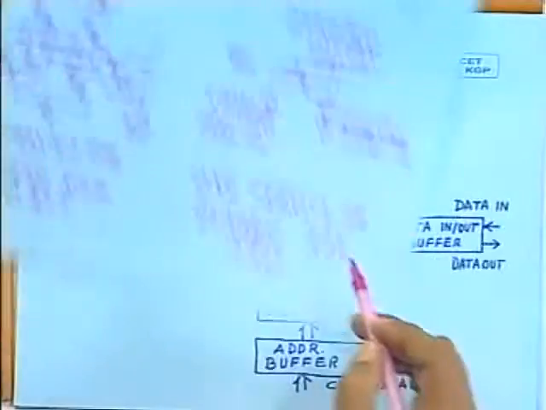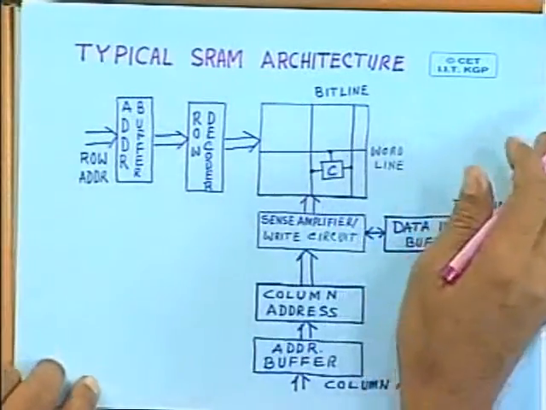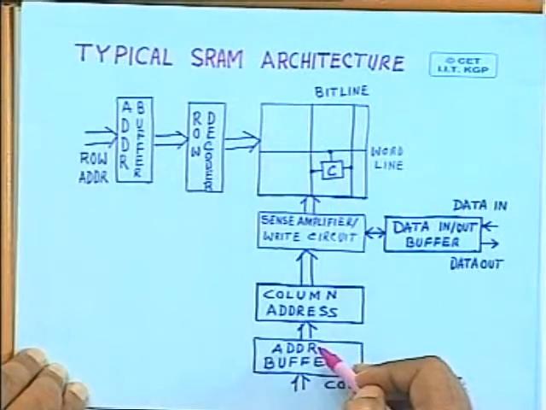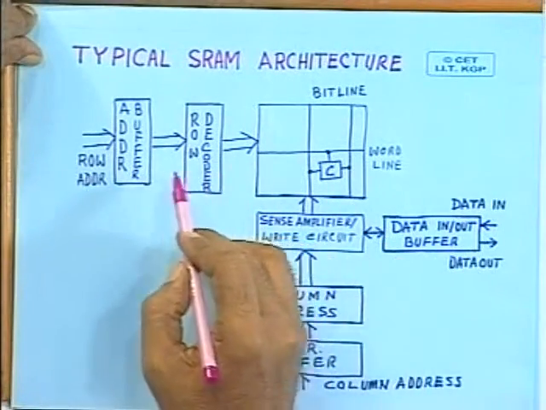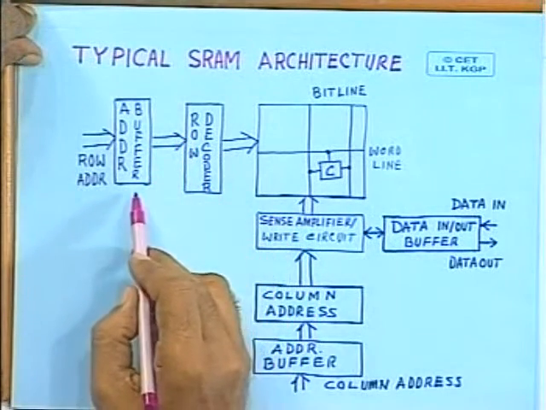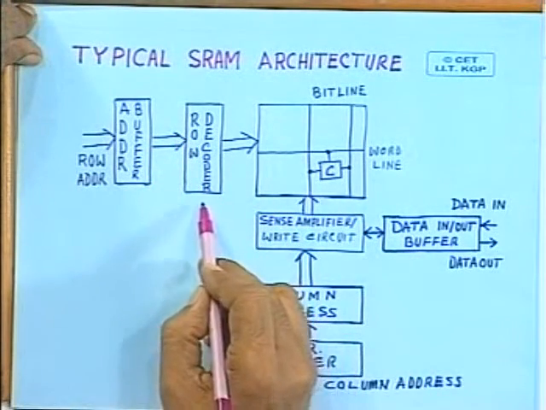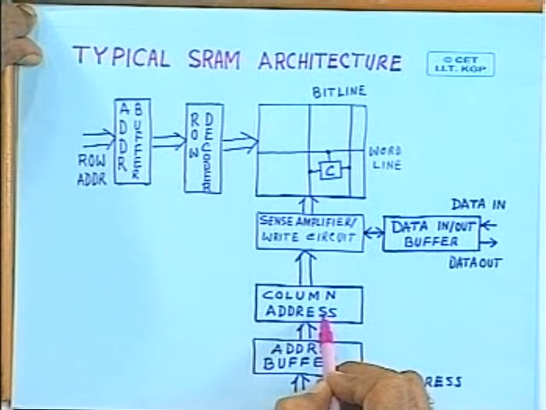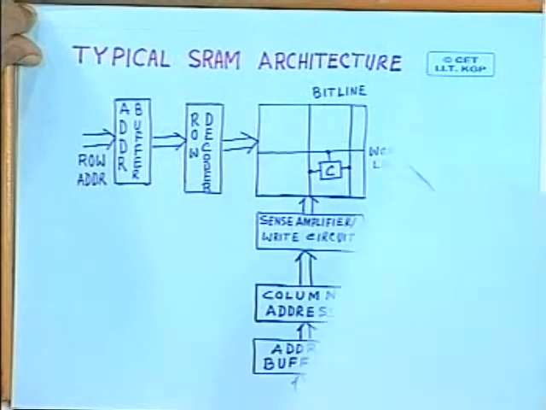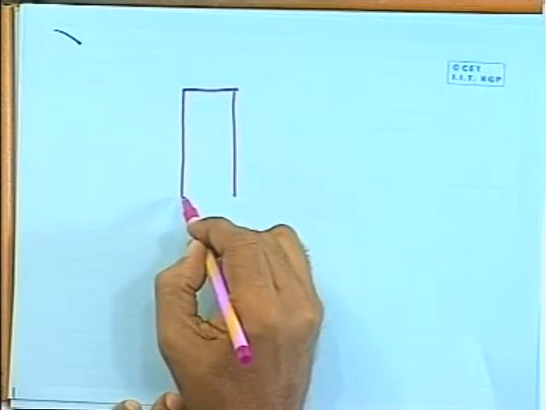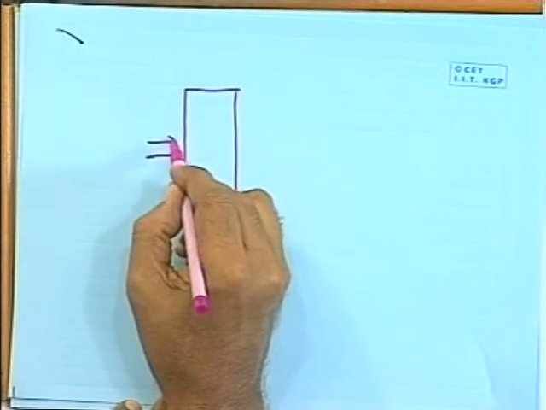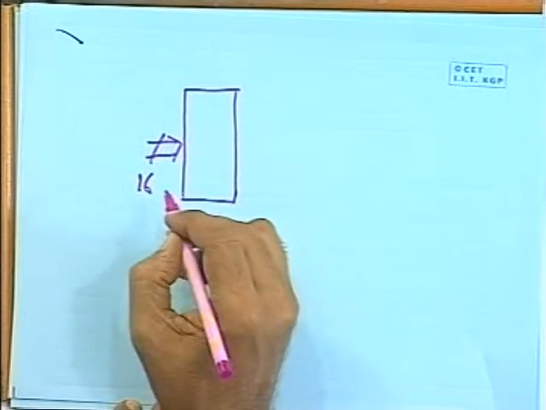And by using this single cell, how a typical SRAM architecture is realized is shown here. Usually, inside the chip, RAM is organized in 2 dimensions, as you can see here, row and column. You may be asking why. The reason for that is, suppose you don't use 2 dimensions, then you will apply all the address lines. Say you have got 16 address lines.